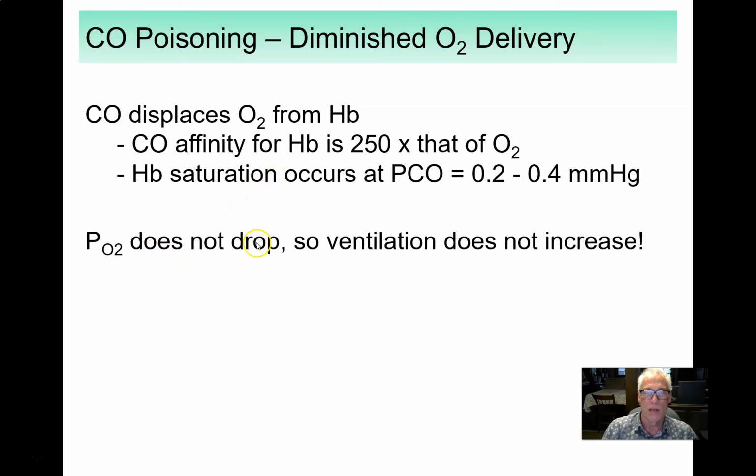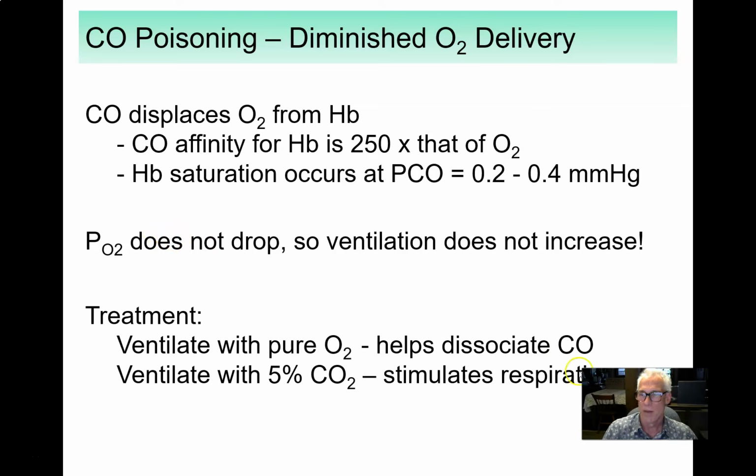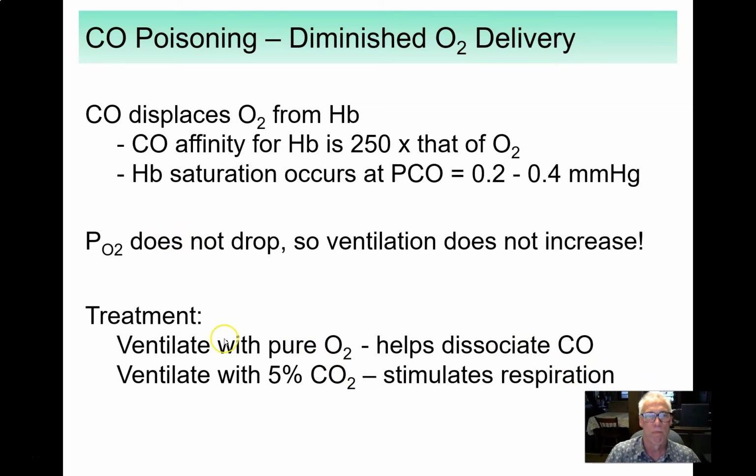Right? The ventilation doesn't even increase. Your body doesn't even respond because the partial pressure of oxygen is normal. It's just that none of it's bound to the hemoglobin. So we can't deliver any of it to the tissues, including the brain and the heart. Very bad situation, obviously. What can we do about it if it's not too late?